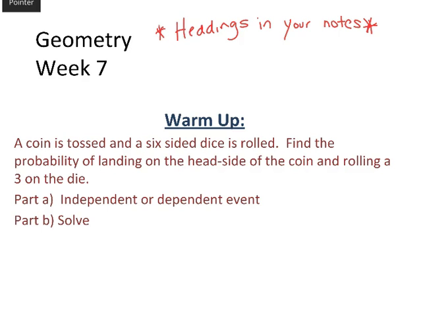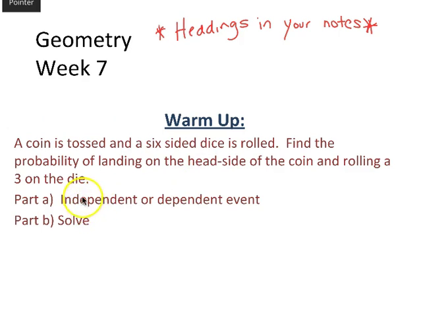So what is the warm-up question? We've got a coin. We're going to toss a coin, and we also have a 6-sided dice that we're going to roll. I want you to find the probability of landing on the head side of the coin, as well as rolling a 3 on the dice.